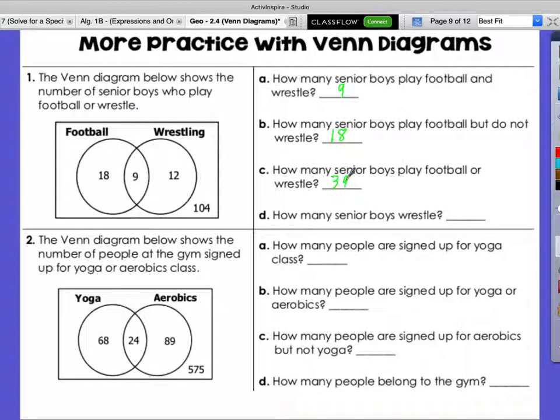How'd you get that, guys? Add them all up. 18 plus 12 plus 9. When we're saying or, I know it might be weird to us, but they don't have to just do one or the other. It's one, both, or the other.